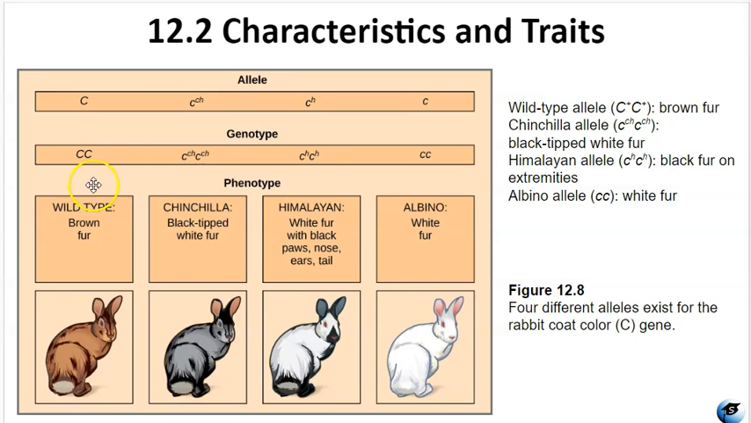And notice that there's not a huge difference in the ratios. It's just that these intermediate genotypes exist. And the result is not just brown or white fur. It's brown, white with black on the tips, white with black on the extremities, or just white.